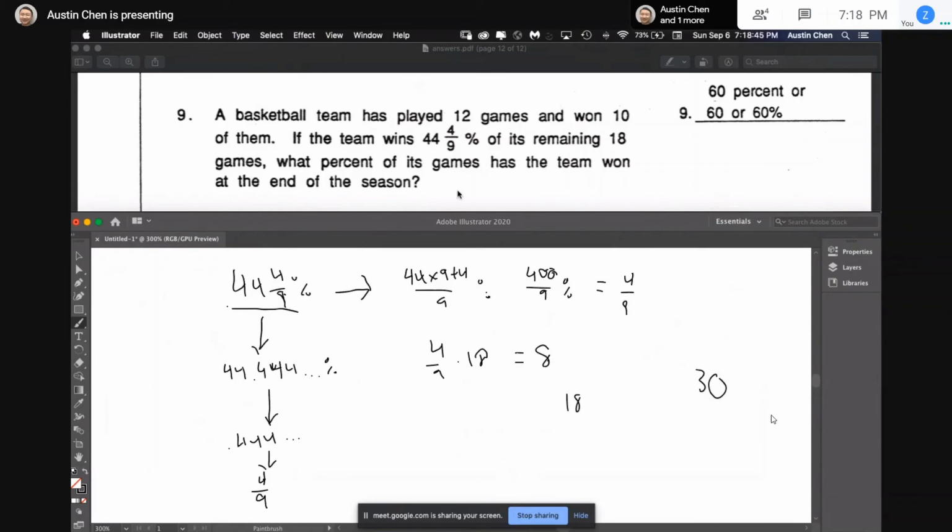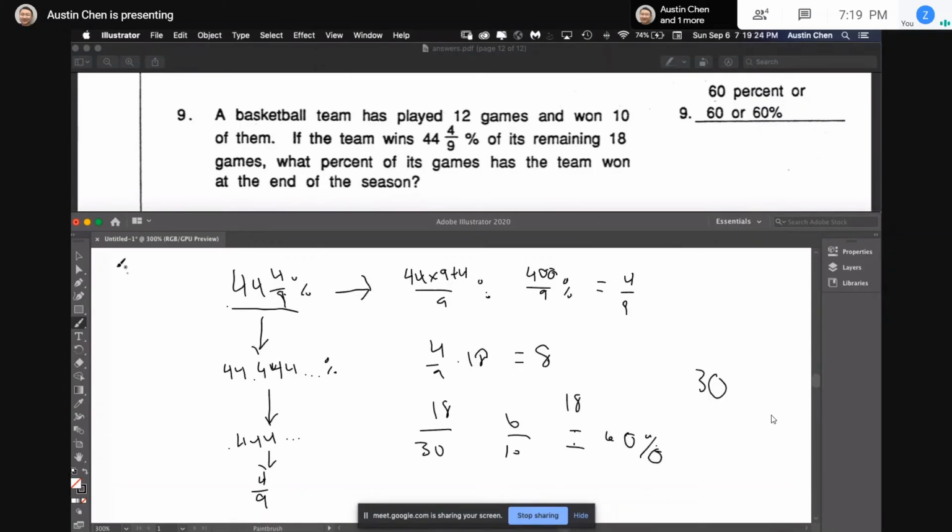And we want to find what percent of the games the team won at the end of the season. That would just be 18 over 30. Then we can simplify this by getting rid of a 3 on both top and bottom. So then we have 6/10. Now, we want to convert this into a percent. To do that, we just multiply by 100. 100 over 10 would be 10. 6 times 10 is 60. Oh, it's glitching out. So we have 60%. Okay, anything you want to say, Bill?